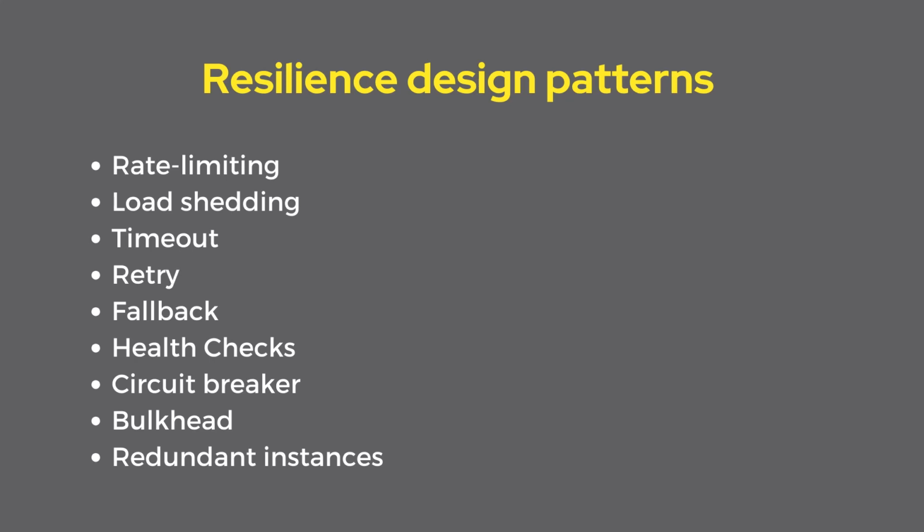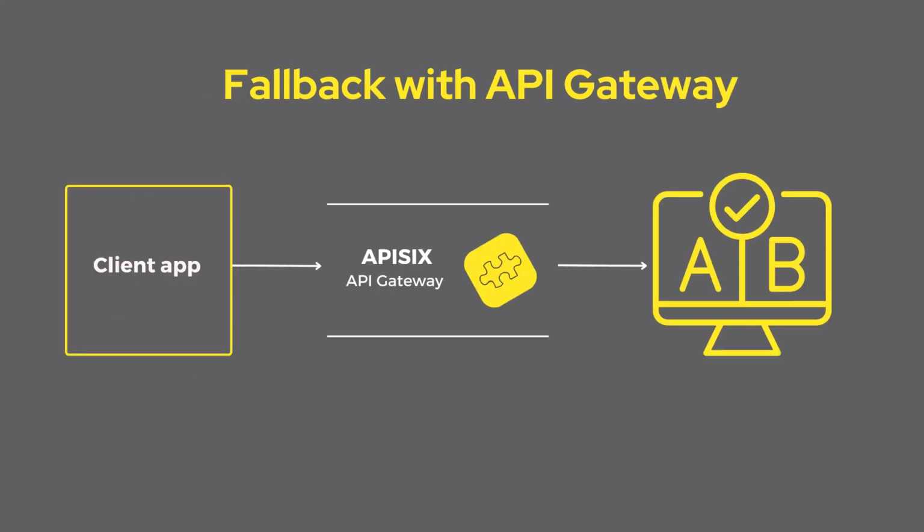A fallback using API Gateway is like a plan B for an API when the primary endpoint fails. The API Gateway can redirect traffic to a secondary service or return a predefined response.